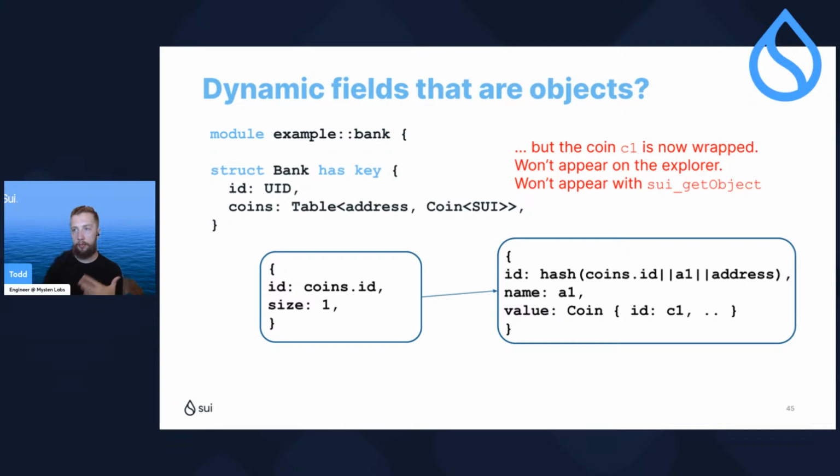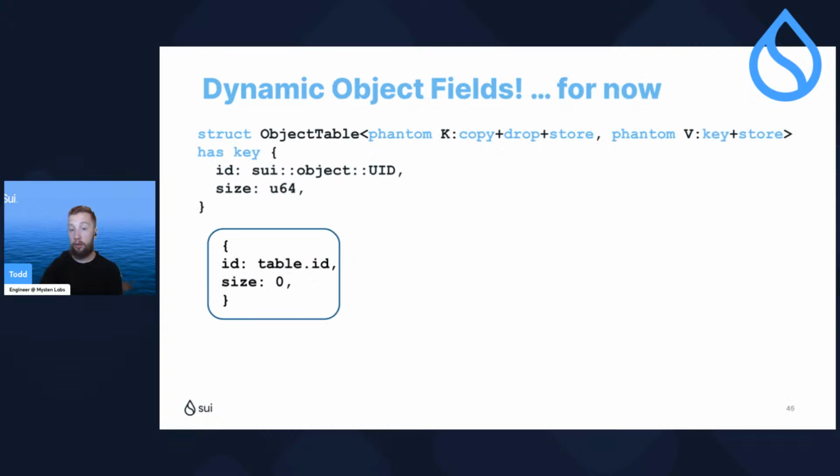So if this sort of functionality is important to your application, where you want to be able to easily access your objects while still using dynamic fields, there's another API, which is dynamic object fields. And we'll get to maybe some other solutions in a bit, but for right now, we have a different version of the dynamic field API that works especially over objects. So we're going to implement an object table instead of a normal table, where now we require that the value has to be a key. So that means that all of our values are objects.